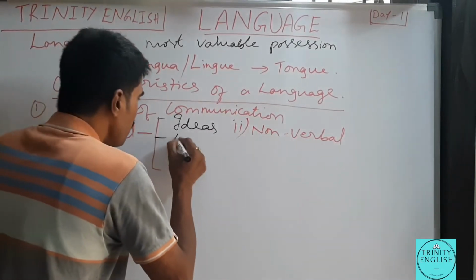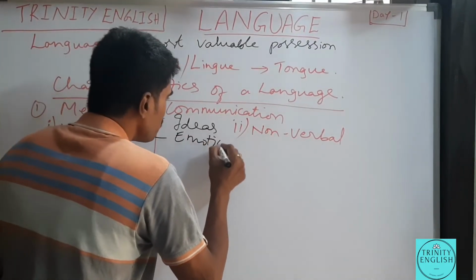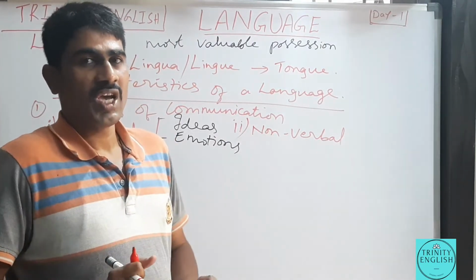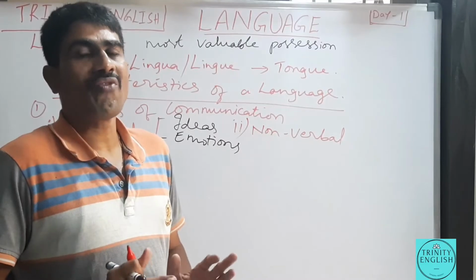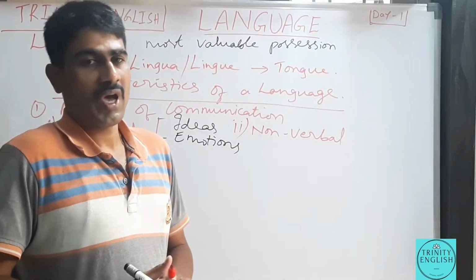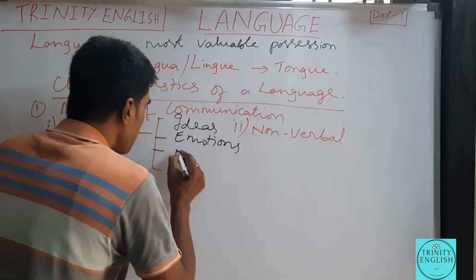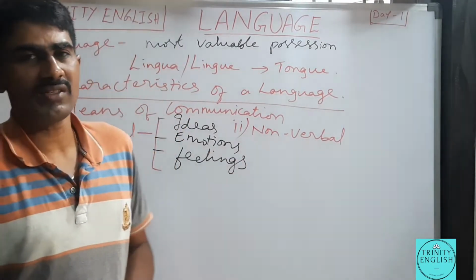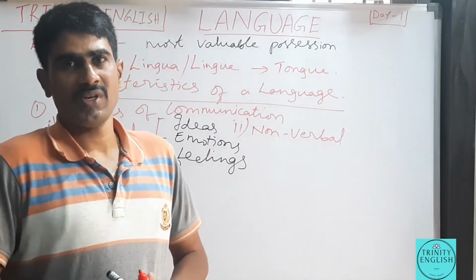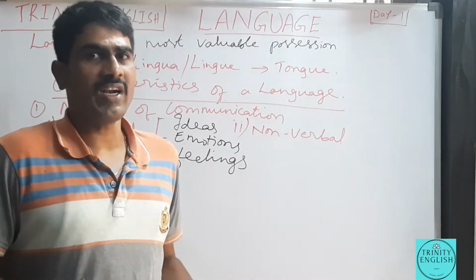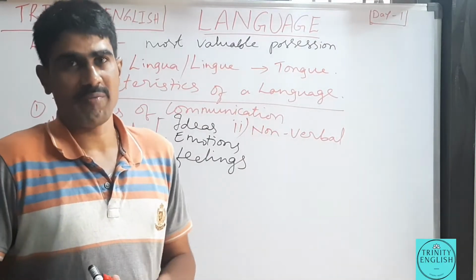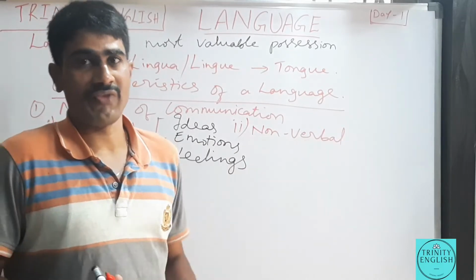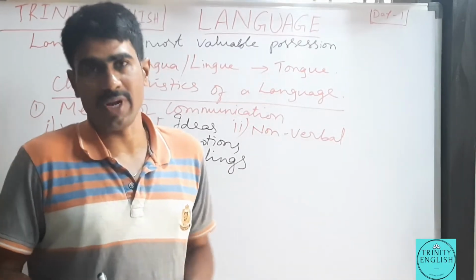Next, we express our emotions, the different emotions that a human being has, because a human being is a being full of emotions. We also express our feelings. There are so many feelings that a human has. We feel differently at different places in a different way: happy, sad, angry, and so on and so forth. We have so many feelings in our human nature.